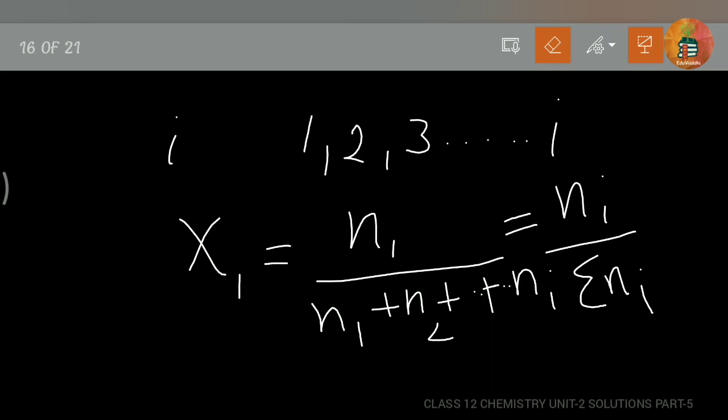So this is the mole fraction for component 1. Similarly, for component 2 you can write it as N2 divided by summation of Ni. So this is how you have to find out the mole fraction of a particular component that is present in the solution.